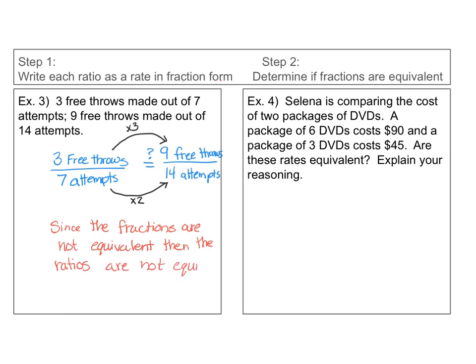Okay, go ahead and see if you can do example 4 on your own, like I did on example 3, by setting them equal to each other. Go ahead and pause it. Try to do it on your own. It doesn't matter if you put the 6 DVDs and $90 on the top or bottom, but I always like the price on the top, so it doesn't really matter.